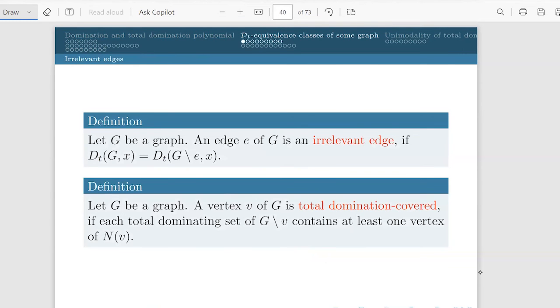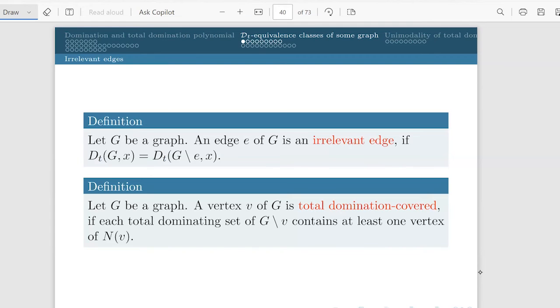Let me define an irrelevant edge. We say an edge of a graph is irrelevant if when we remove the edge, the domination polynomial doesn't change. So the total domination polynomial of G is equal to that of G minus e. I think this is a good definition, but finding this edge in the polynomial is not so easy a problem.